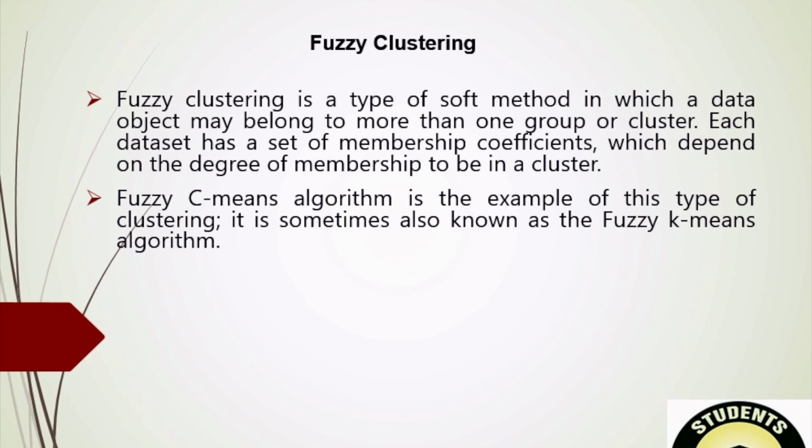This is the last clustering, again a very popular field of computer science, called fuzzy clustering. Fuzzy clustering is a type of soft method in which a data object may belong to more than one group or cluster. So in this case, each data point has a set of membership coefficients which depend on the degree of membership in a cluster. We can say that the fuzzy C-means algorithm is an example of this type of clustering. It is sometimes also known as the fuzzy k-means algorithm.